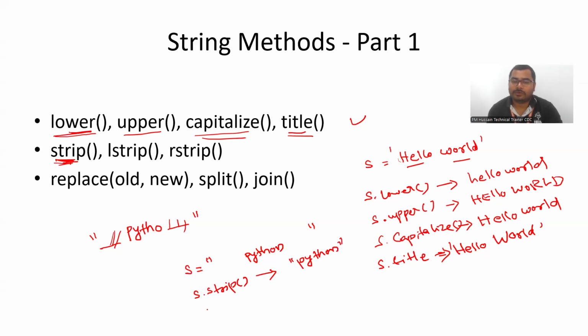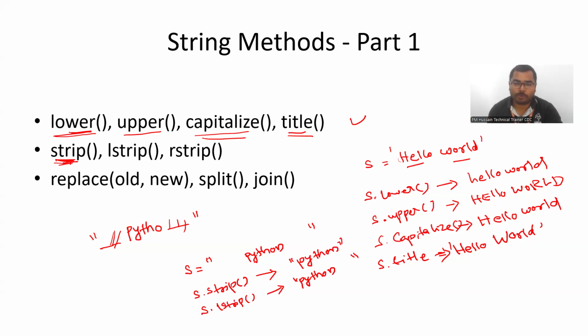Okay. Now suppose you want to remove only left side spaces, and you want the right side spaces to stay. In such a case, you use the lstrip method. The lstrip method will remove only the left side spaces, and the right side spaces will be there as they are. So you will get Python, with the right side spaces still there.